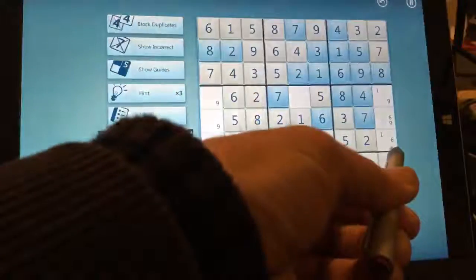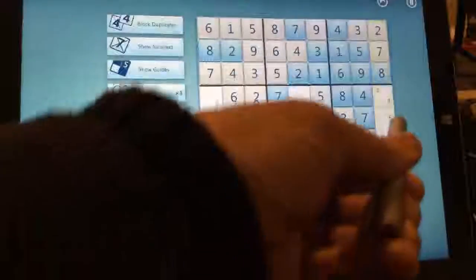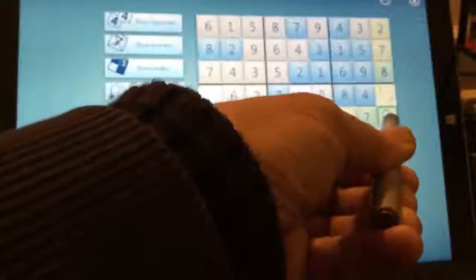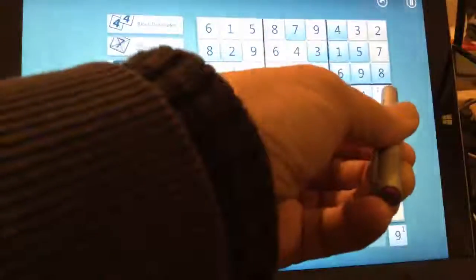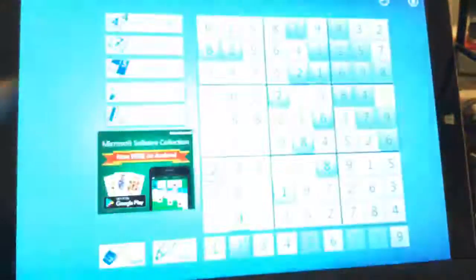So now look, 6 could either be here or here. We know it cannot be there. The only possibility left is a 9, so that becomes a 9. And therefore, by deduction, that's a 1. Now, we might have enough information.